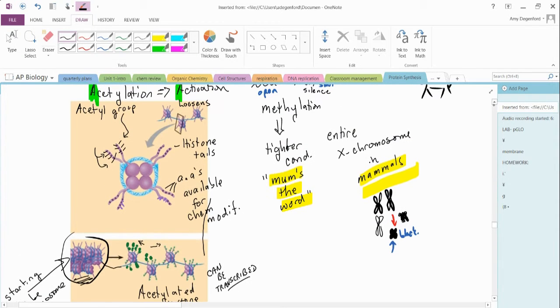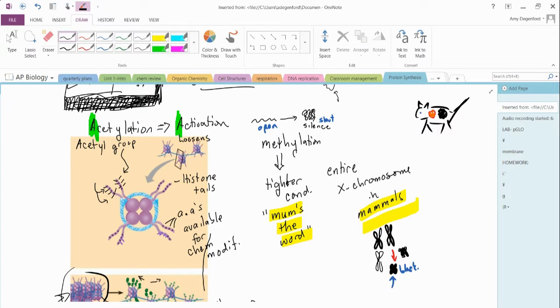Well, the opposite can also happen. We can methylate. We can put methyl groups on, and that causes the chromatin to clump together. And as it clumps together, it shuts within itself and it silences that gene, mainly because we don't really have access to it. Things can't get to it. It truly is a physical phenomenon. Everything just kind of closes up. So we came up with methylation mum's the word. So you get the idea that it's silent.